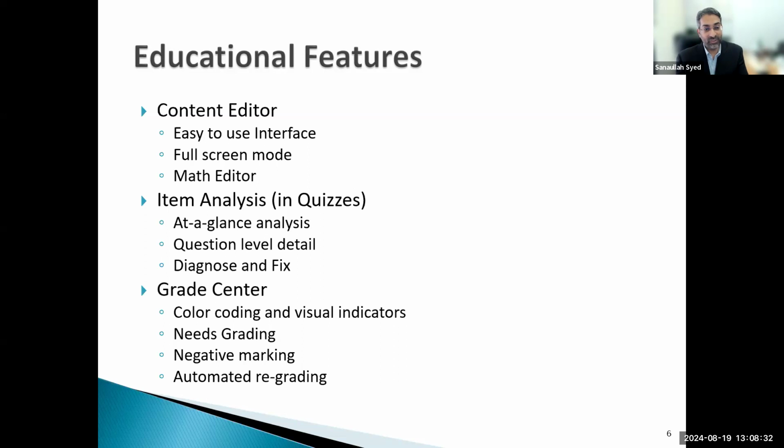For the grade center, you have color coding and visual indicators. You have needs grading for an instructor. So it summarizes what the instructor has to do. And then you have negative marking, automatic regrading, and so on, especially if you would like to remove a question or give a full grade for a question to all the students, so you can automate that regrading process.